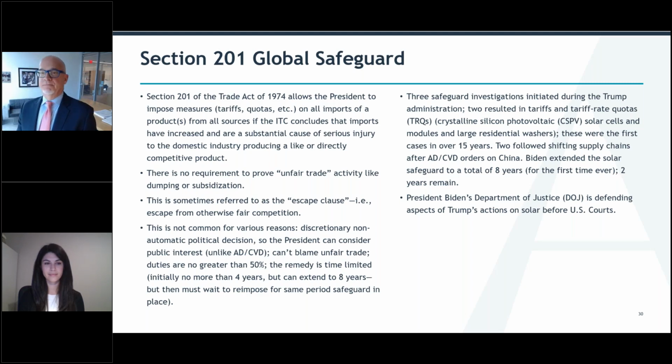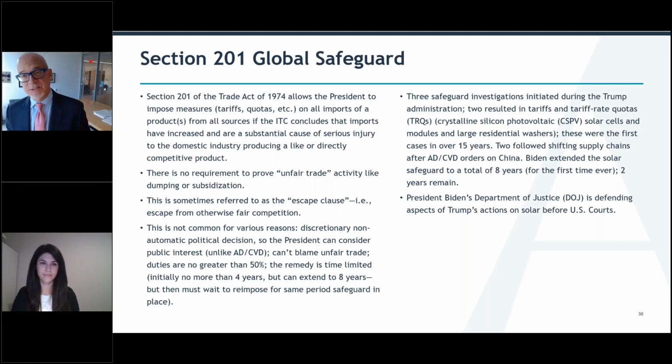So these have been used pretty rarely up until 2017. The last time we'd had a safeguard case was the steel cases, which were controversial themselves. But then in 2017, new cases were brought by Whirlpool against large residential washers, and importantly, these kinds of cases are called global safeguards because they're against all imports, not just specific countries. And then the other big one that's still in place today is the one on solar cells and modules.